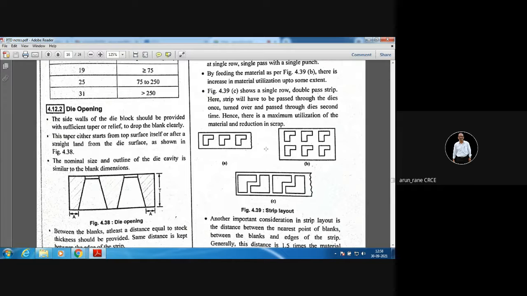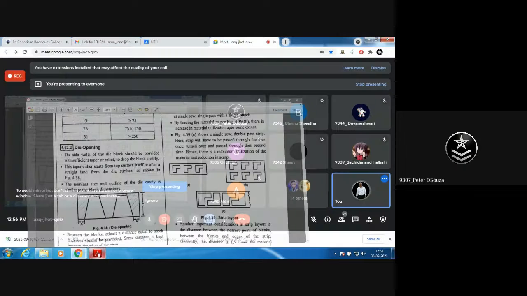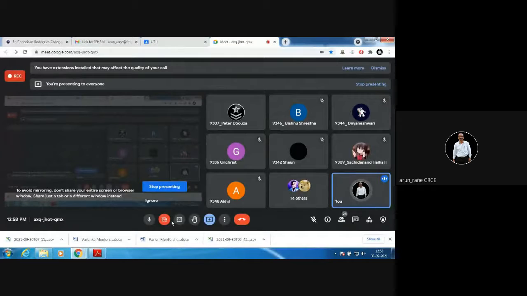So in the denominator you have area of the uncut strip. Suppose the length of the strip is say 1000 and the width of this strip is say 20 mm. So what will be the area of the uncut strip? Suppose if the length is 2000 and the width is 20 mm, what will be the area of the uncut strip? Multiply. So it will be 2000 multiplied by 20, so 40,000.